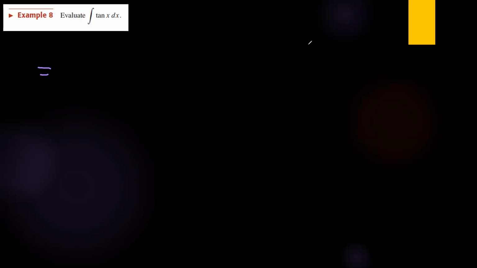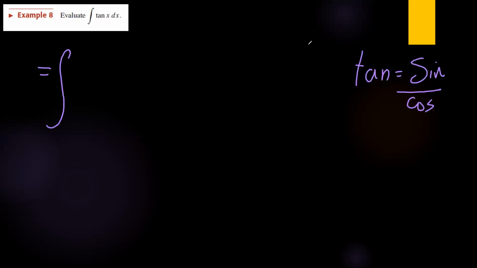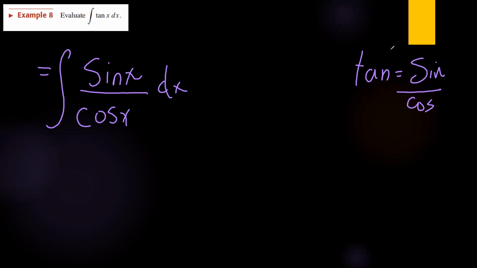Let's rewrite it now. As we know in algebra 2, tan is sine over cosine. So instead of tan now, write it as sine x over cosine x dx. So let's find it as the integration of sine x over cosine x. Then let's suppose that this is u.